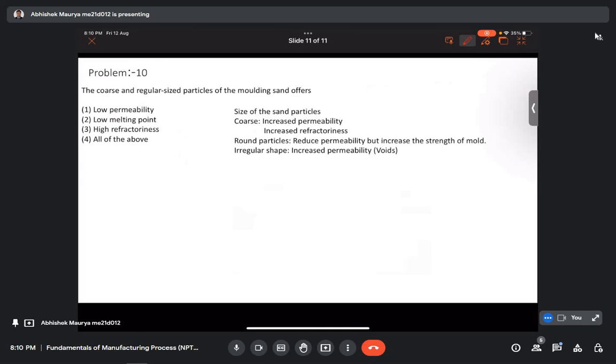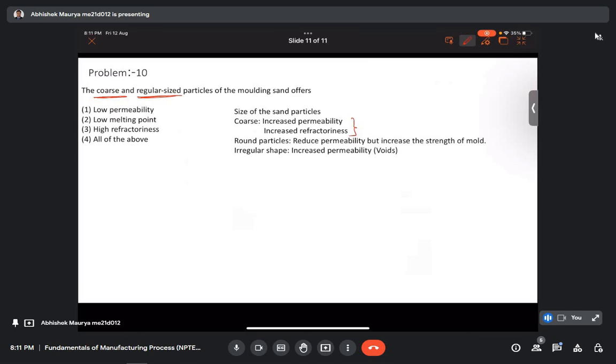First of all, let's discuss the effect of the size of the molding sand with respect to the property of the mold. If we have coarse sand, then it has these two properties: increased permeability and increased refractoriness. So here we have coarse sand and regular size.